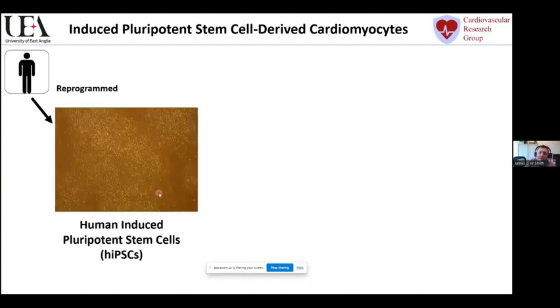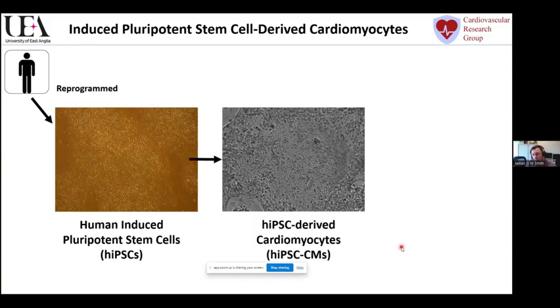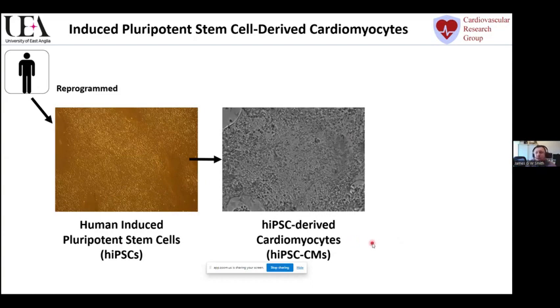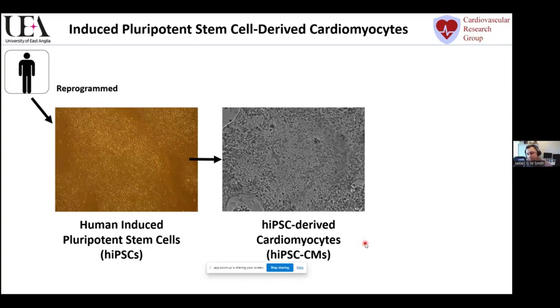So these cells have a lot of capacity and power. They can be differentiated into virtually any cell type of the adult human body. And the cell type that we work with in my group are the cardiomyocytes. So these are the contractile muscle cell of the heart, and they have several different applications.